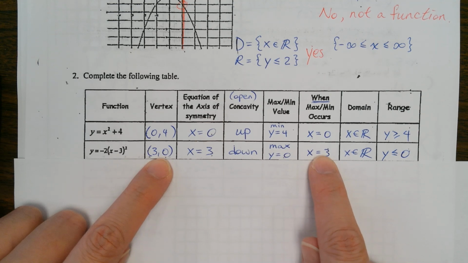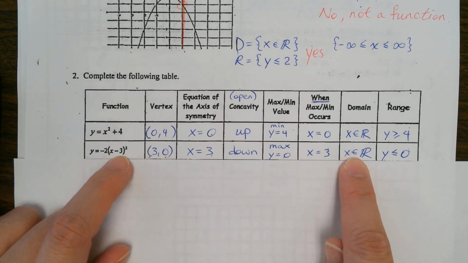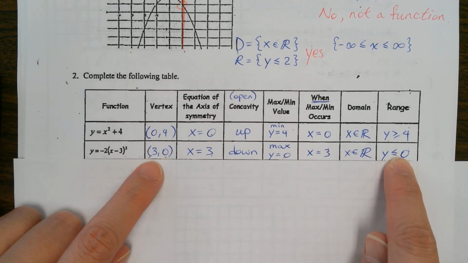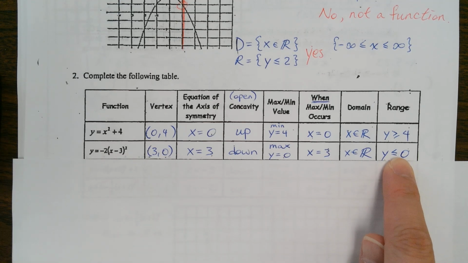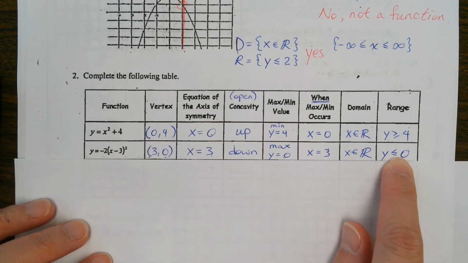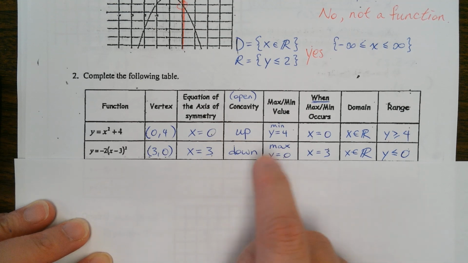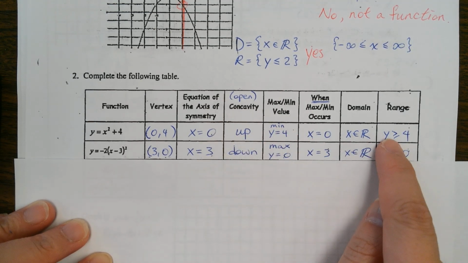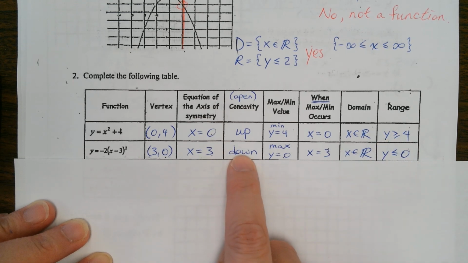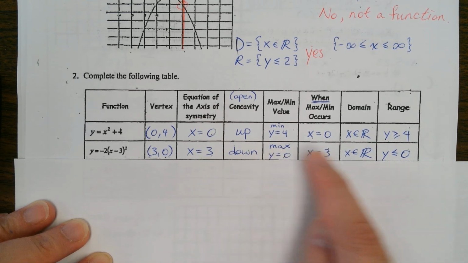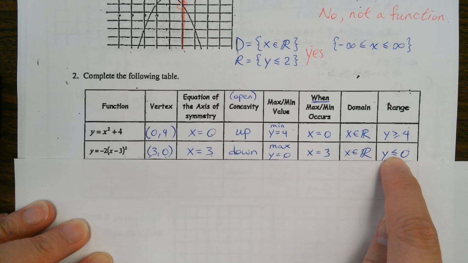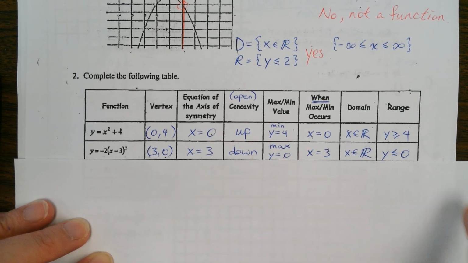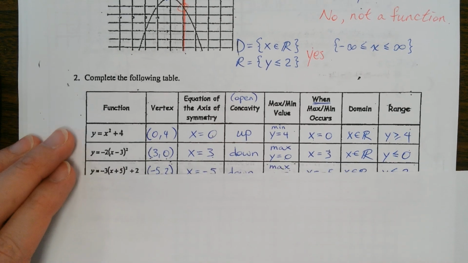When at x equals 3, it's a parabola, so x is an element of the real numbers, and your range is anything less than or equal to 0. Okay. When you do these questions, remember, if it opens up, it has to be a minimum, and your range has to be greater. If it opens down, it has to be a maximum, and your range is anything less. Okay, so that is like a combo.